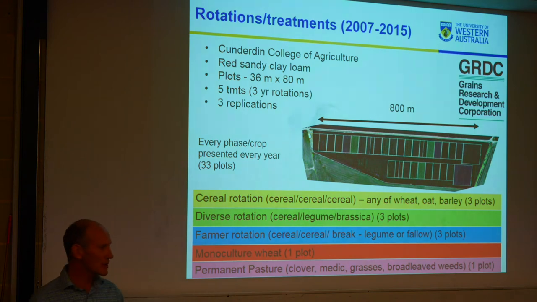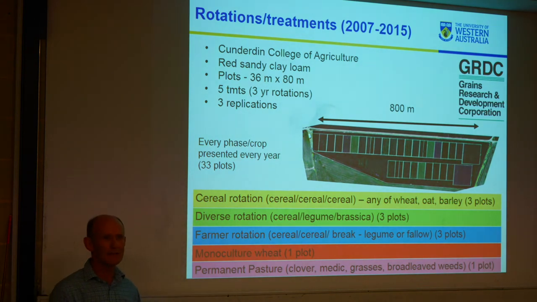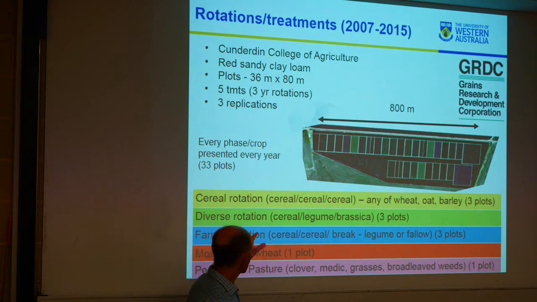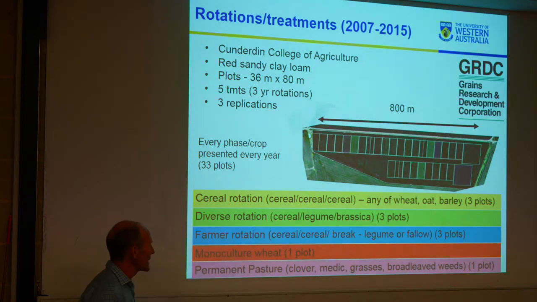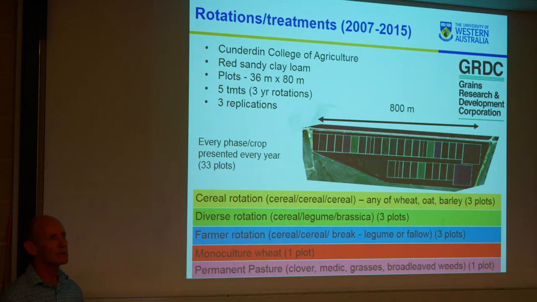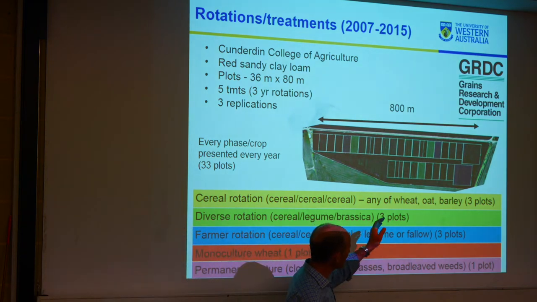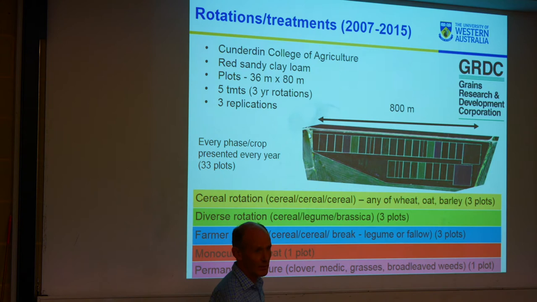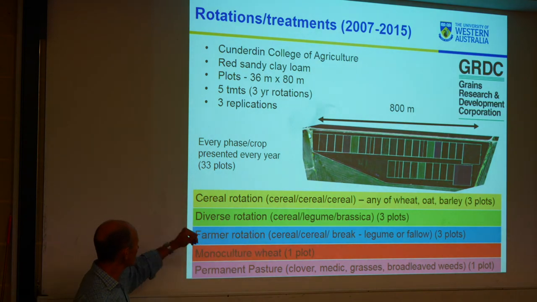So these are the five treatments we've got. We've got a cereal rotation, and essentially that's cereal, cereal, cereal. I mentioned earlier that they're three-year rotations. So we can include in there any of those cereals like wheat, oats, barley, and we have every phase of the rotation present every year. So in every year we'll have a plot of wheat, an oats and a barley, if those are the three rotations. So that's a cereal rotation.